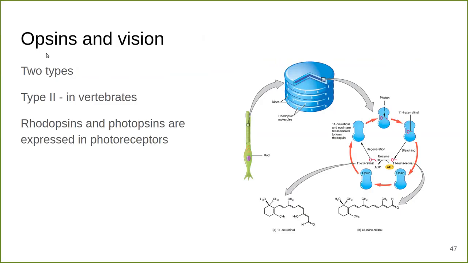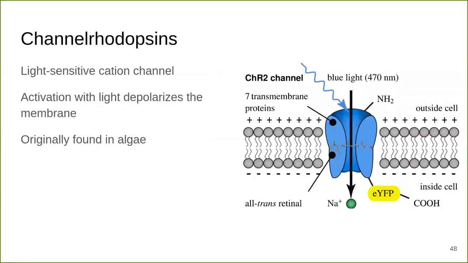And some of these types are present in vertebrates, and so they are expressed in photoreceptors. And with their help, we perceive light. But they are not exactly useful for these particular applications. And it turned out that there are proteins that exactly answer our call. They provide the solution for this problem.